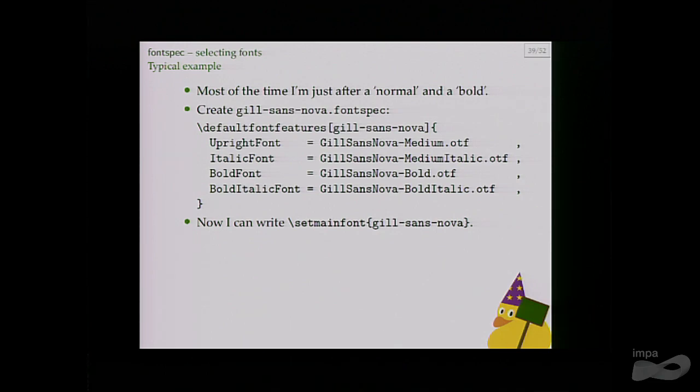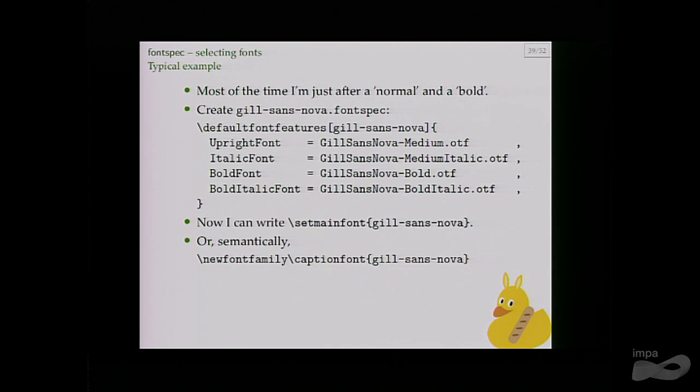And so where I've kind of drawn the line there is that when I'm creating fontspec files, I do use the name of the font in one way or another. But then the fontspec command new font family allows you to be semantic about it. So here I'm saying new font family caption font Gill Sans, which I think makes sense from the user interface perspective.